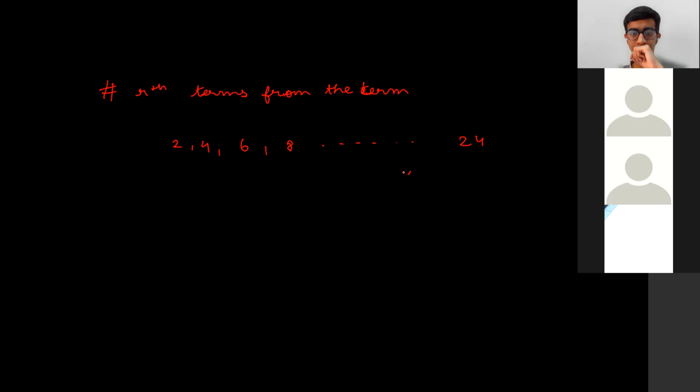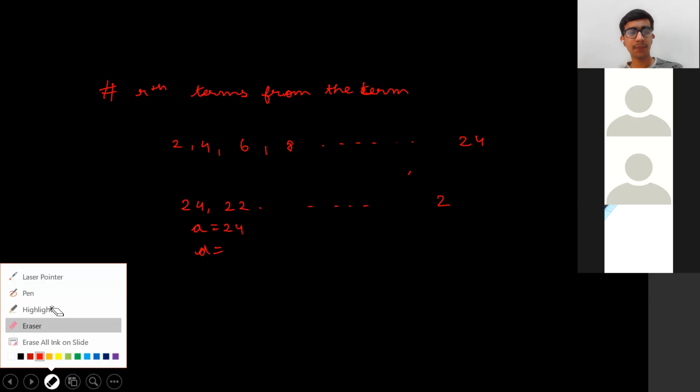Sir, if 24 is the last term, we can assume that 24 is the first term and the 5th term from 24 will be the rth term. Exactly. You can reverse the sequence. You can take the sequence as 24, 22, and it goes up till 2. Right. So then your A becomes 24. Your D becomes minus 2 now, because it was positive 2 in the starting. So the D becomes minus 2.